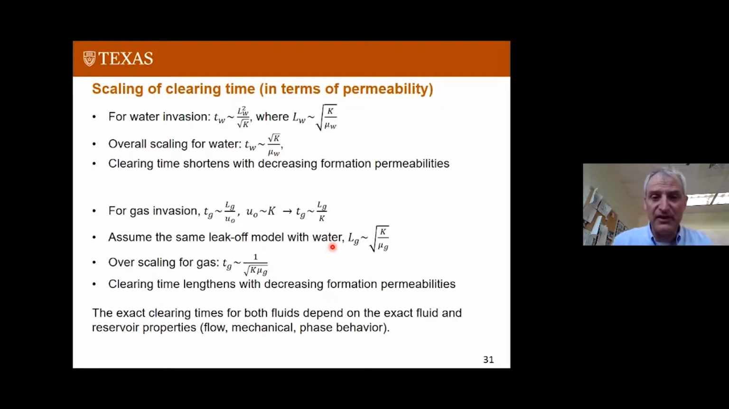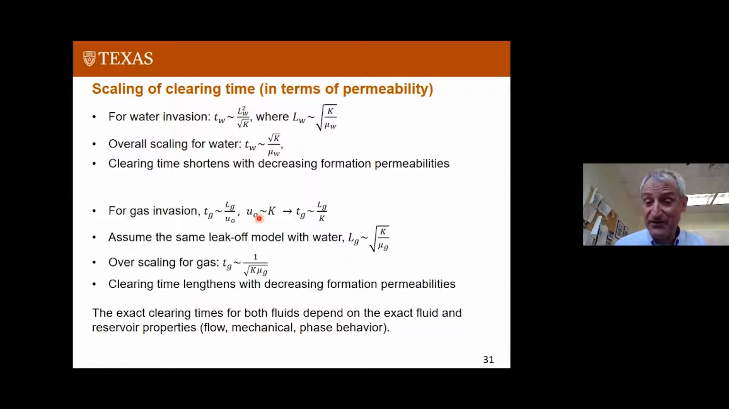So let's look at how the scaling of the clearing time takes place here. For water invasion, you can predict that the time it takes to clear goes as the length squared, and the length squared goes as the permeability. So this is for a certain amount of time. We're going to assume that you have that extra pressure in there for your frac job for a certain amount of time to propagate your fracture before you go on to your next fracture. So the overall scaling for water is actually, when you go to more permeable formations, this is going to cause more of a problem, because you're going to invade more water.